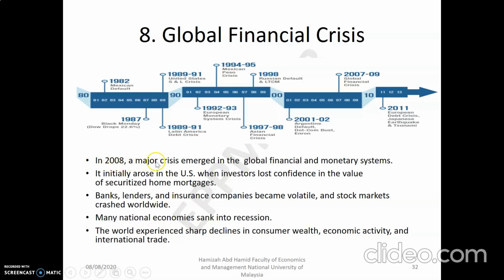In 2008, a major crisis emerged in the global financial and monetary systems. Initially it started in the US. This happened when the investors lost confidence in the value of a home mortgage. So what happened was banks, lenders, insurance companies became volatile, meaning that they are sensitive to changes, and stock markets crashed worldwide. Because a lot of economies depend on the US, many national economies sank into recession. The world experienced a sharp decline in consumer wealth, economic activity, and international trade.